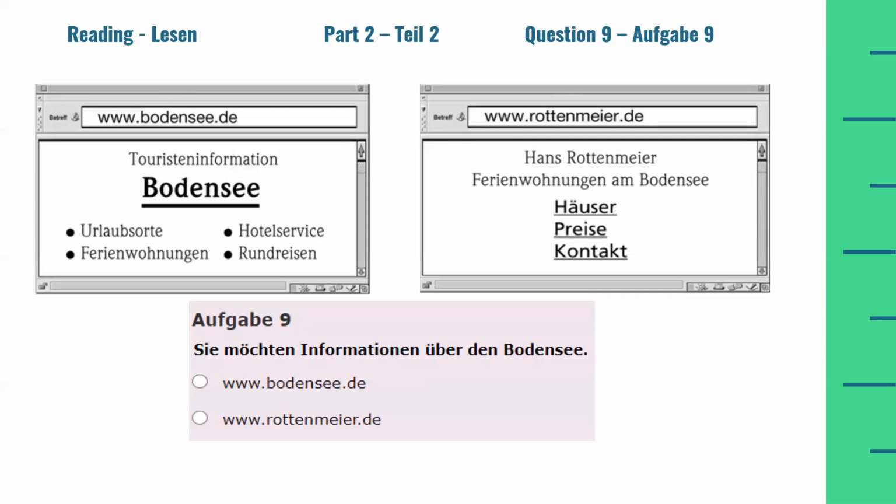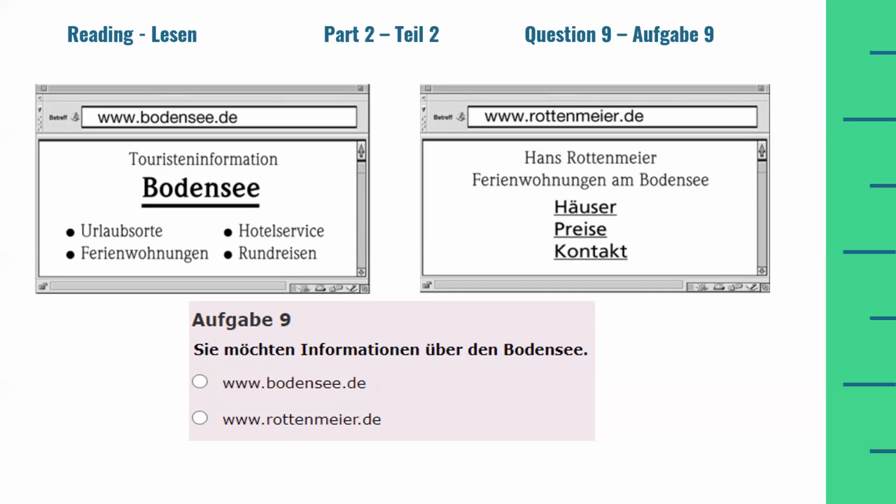Moving to the next question, again a similar question. Let's read first the statement. Aufgabe 9. Sie möchten Informationen über den Bodensee. Bodensee is the name of a lake in Germany, and here it says you would like to have information about the Bodensee. If we look at the left hand side advertisement, it says Touristeninformation Bodensee, Urlaubsorte, Hotel Service, Ferienwohnungen, Rundreisen.